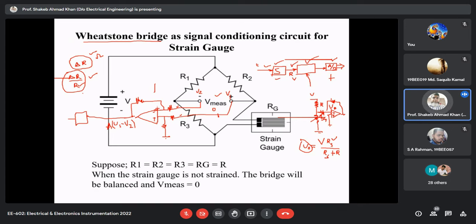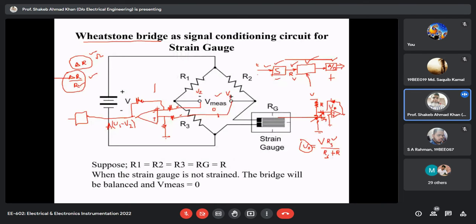Now we are going to analyze the Wheatstone bridge circuit. Although it is considered the best signal conditioning circuit for any resistive sensor, in the case of a strain gauge it gives many additional advantages and privileges. It is more than best for a strain gauge, and why I am saying so, I'll tell you.